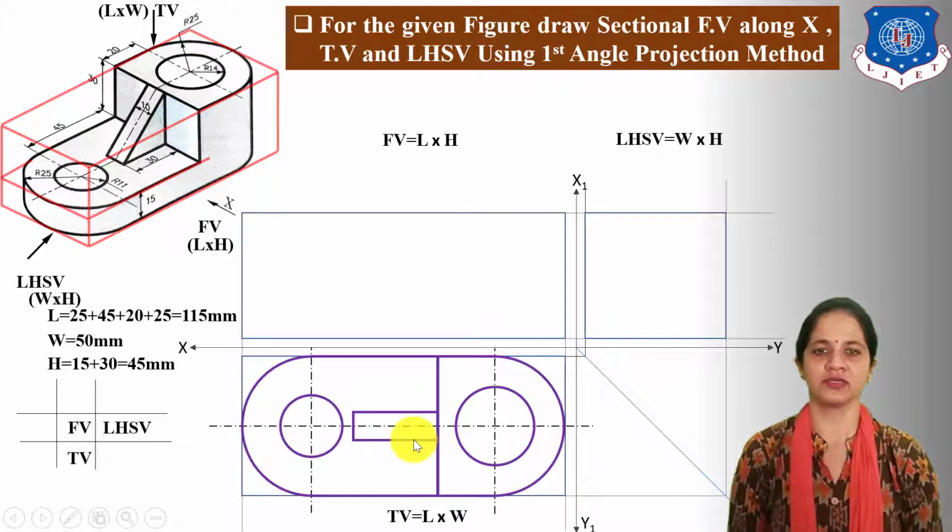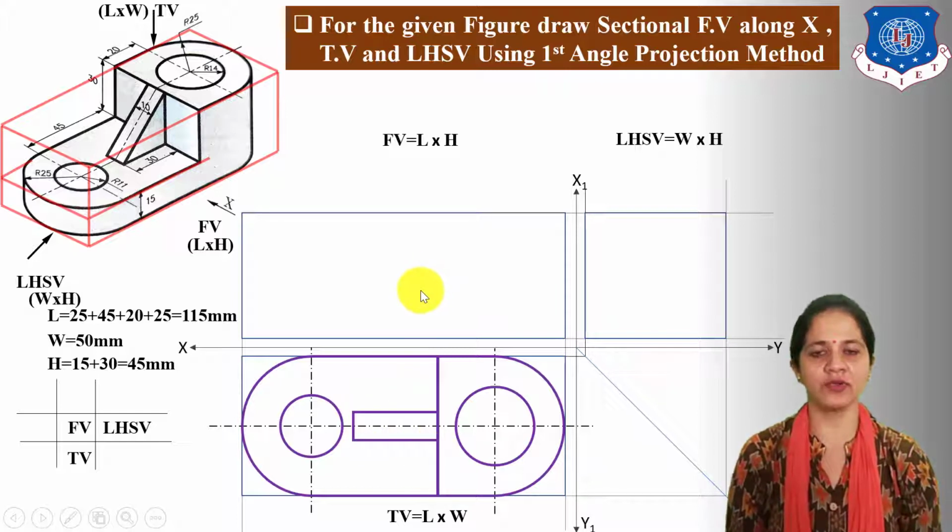Next, draw the front view. Take the length projection from the top view. From the front direction, this arc will be projected as a straight line.